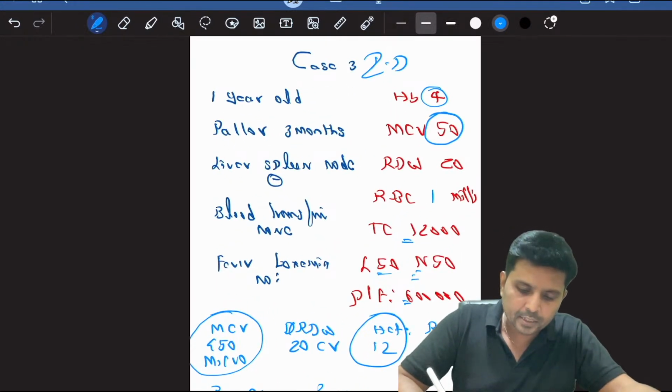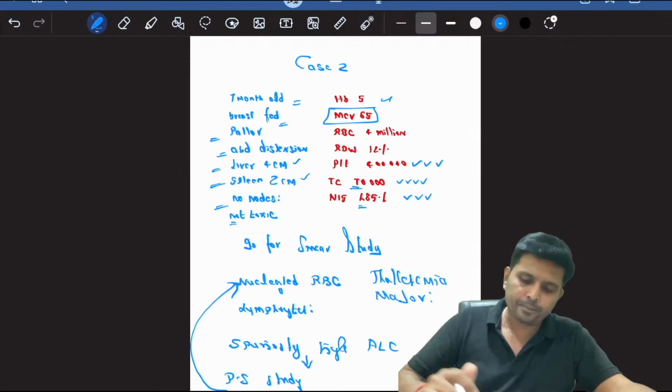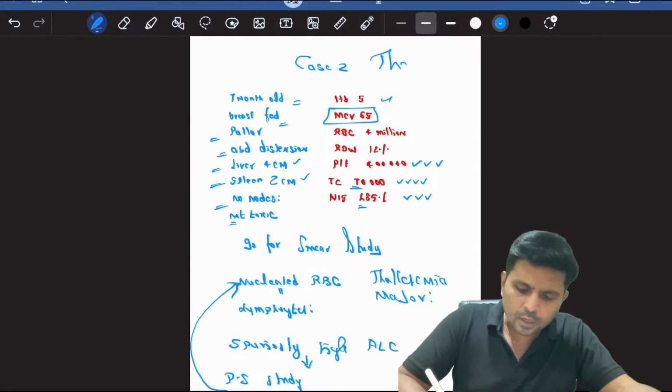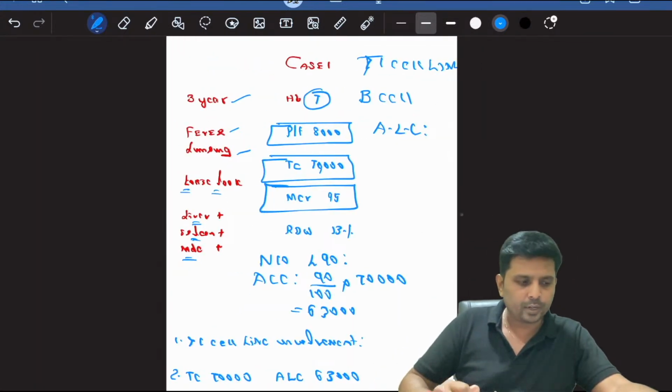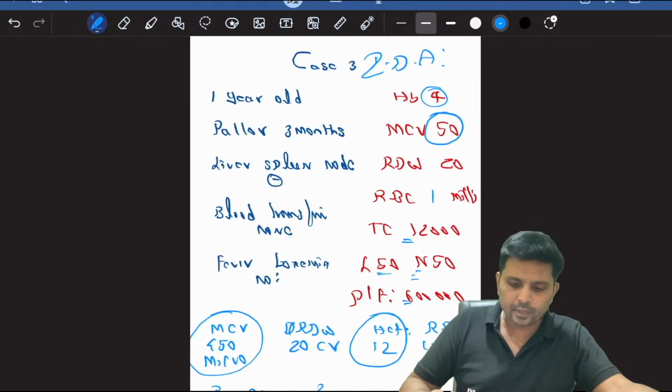So what is case 3? Iron deficiency anemia. What is case 2? Thalassemia major. What is case 1? T cell leukemia. Case 1, case 2, and then case 3.